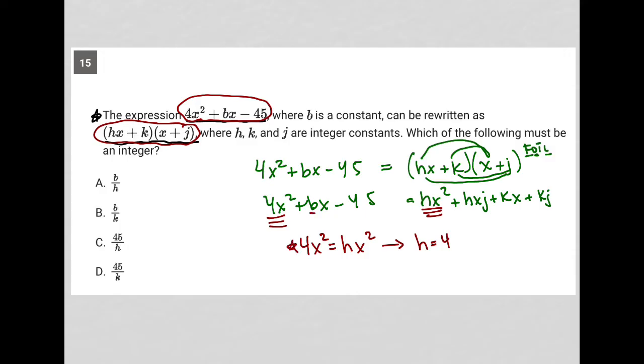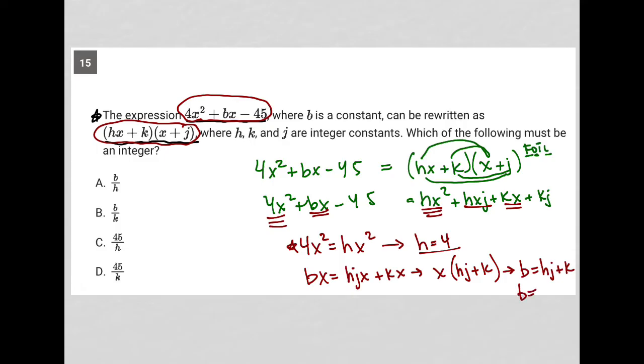Now let's look at the x terms. I have this bx, and I have this hxj, and this kx. So bx must be equal to, and I'm going to write this slightly differently, hjx plus kx. I'm actually going to simplify this a bit and pull the x out and call this x times hj plus k. And what does that tell me? That tells me that b is equal to the hj plus k portion. I know that h is 4, by the way, so that tells me that b is equal to 4j plus k. All right, just trying to simplify this as much as I possibly can.